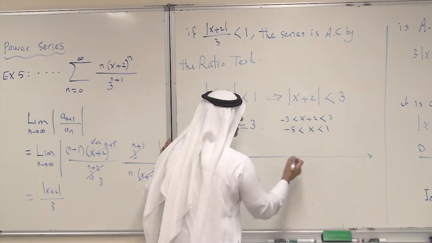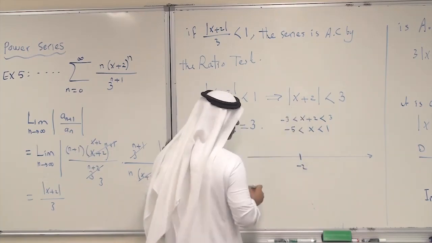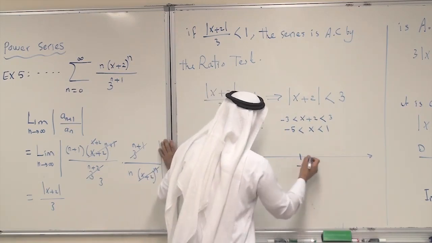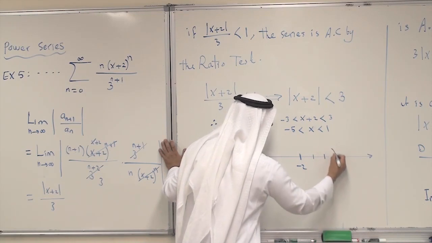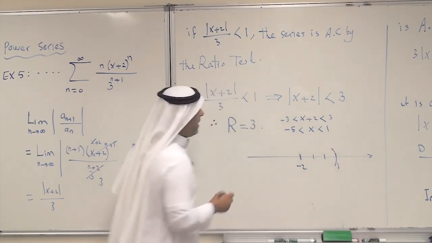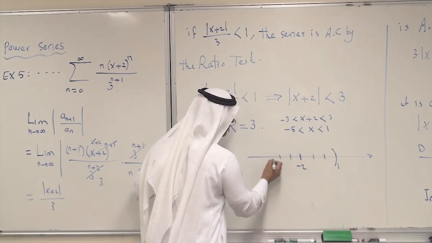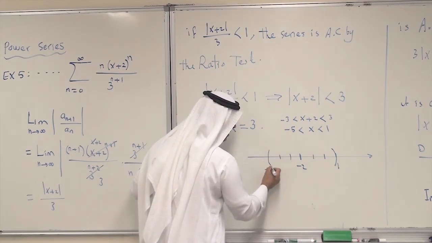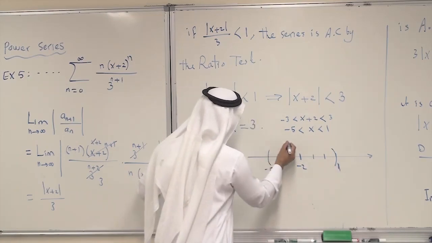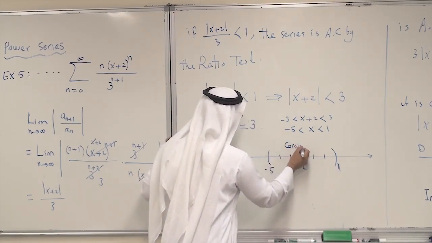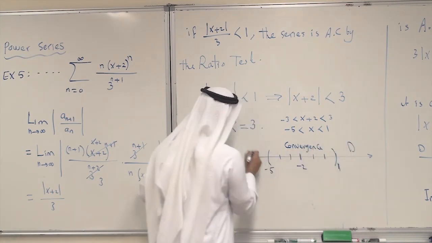Okay, so we have the center is at -2. That is a power series centered at -2. We can go up to 1. So this is -1, this is 0, and this is 1. So we can stop here. And then we can go 3 units to the other side. So this is -3, -4, -5. This is -5. Okay, and we are sure now we have convergence inside. And we have divergence outside by the ratio test.